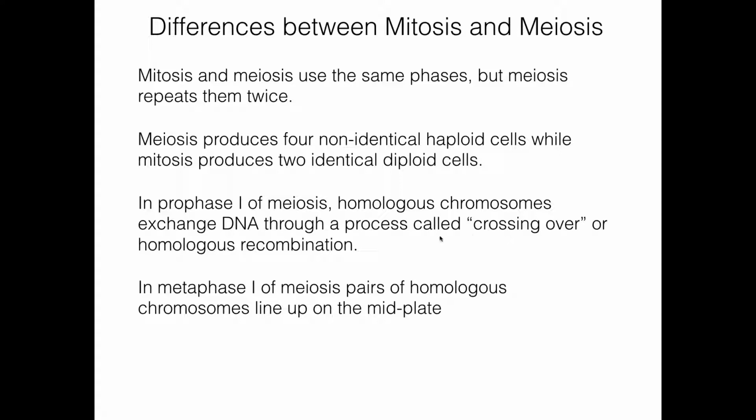The last difference is in metaphase 1 of meiosis, and we'll see this. Remember in metaphase of mitosis, how the chromosomes lined up single file down the center of the cell? Well, in metaphase 1, as we'll see, of meiosis, they're going to line up 2 by 2.